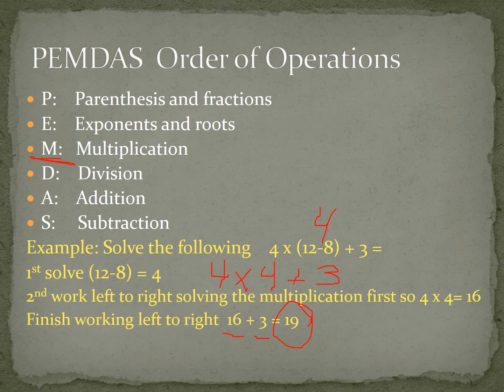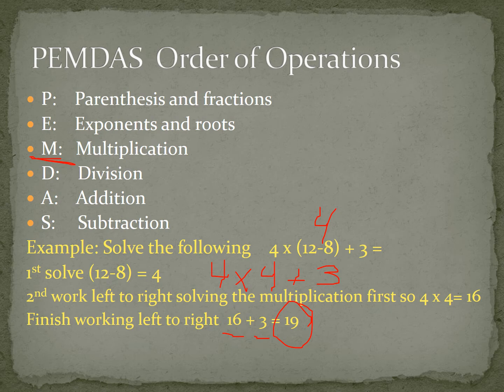For the example of solving the problem that's given here, the first thing that should jump out to you is that you have parentheses. So you need to solve that 12 minus 8 first. So I'm just going to write a 4 up there. Then you work from left to right. You're going to do the multiplication first. So this has changed the problem to 4 times 4 plus 3.